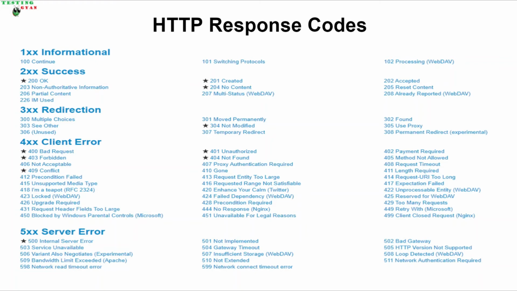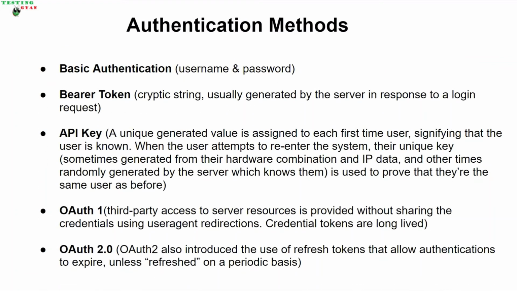Now let us try to understand the various authentication types involved in API testing. As we know, API testing is done at the business layer, that is where the application's business logic is present. So to avoid unwanted access to the APIs which are exposing this business logic, there are mainly 5 types of authentication methods. The first one is basic authentication, where the client is provided with a username and a password to access the resources at the server end.